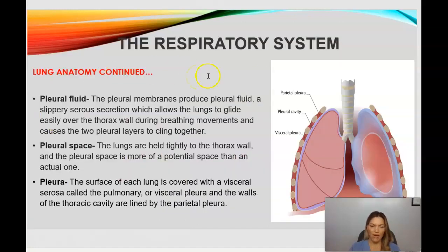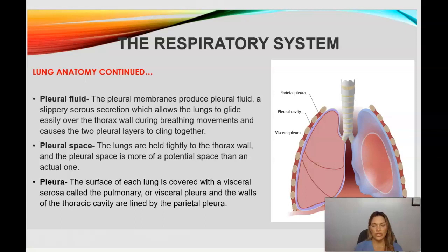So continuing on with the anatomy of the lungs. You have pleural fluid. The pleural membranes produce a pleural fluid. It's like a slippery, serous secretion that allows the lungs to glide easily over the thorax during breathing movements. It just helps with friction, allowing the lungs to inhale and exhale easily, and it causes the 2 pleural layers to cling together.